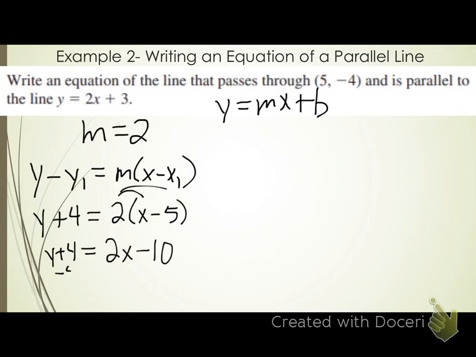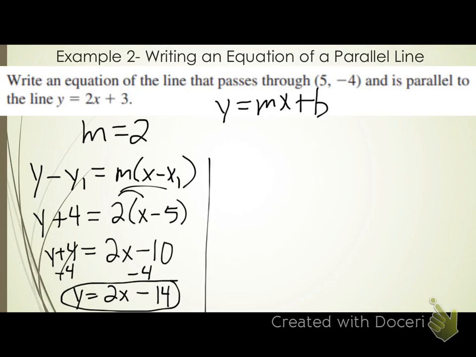Now I'm going to subtract 4. -10 minus 4 is -14. So here's my equation in slope-intercept form: y equals 2x minus 14. The other method I could use would be using slope-intercept form to find my missing y-intercept.